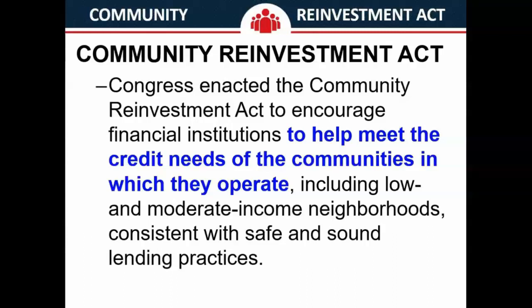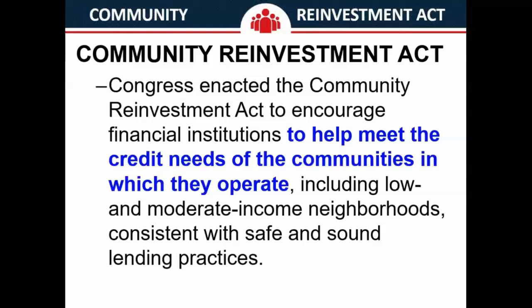And what Congress decided to do is say that if you're going to be in these communities, you have to help meet the credit needs of the people in the community. You just can't use their money for checking and savings accounts. And if for some reason they don't qualify for a mortgage loan, an auto loan, or a line of credit, what are you doing to help them?